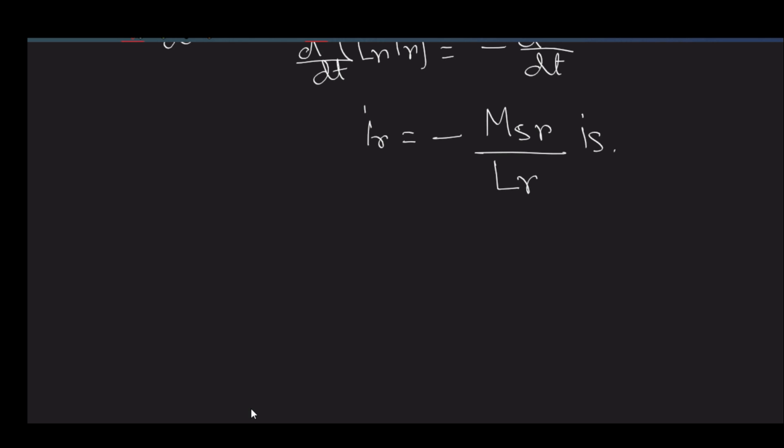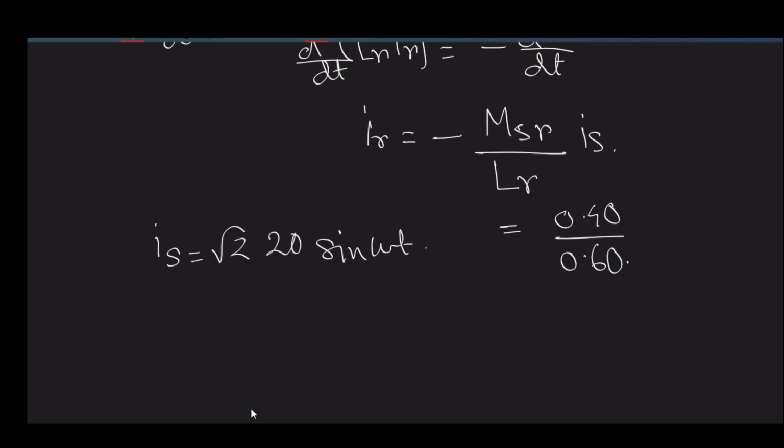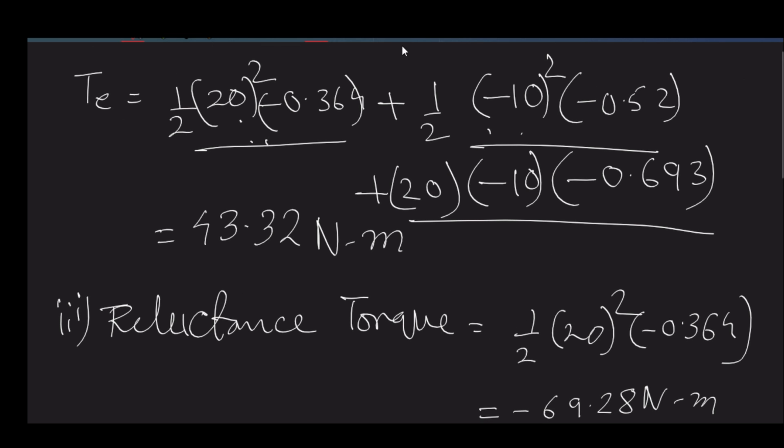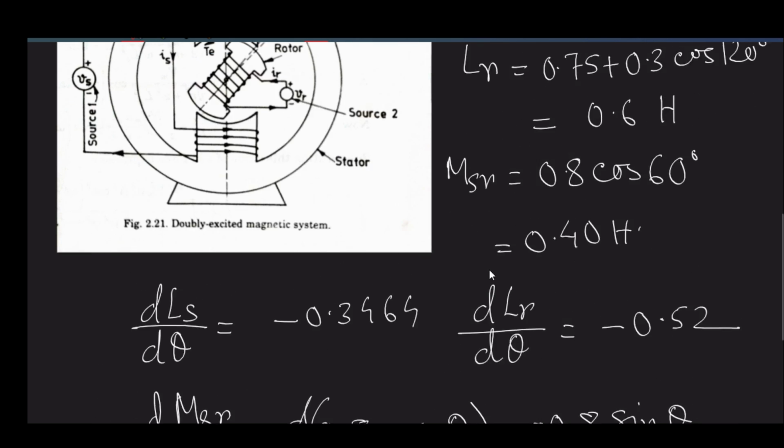Fine. Now if that is the case, what is IS? IS is equal to root 220 sine omega t. So in this formula, if you put the values of MSR and LR, you will get it. We are getting these values from here.